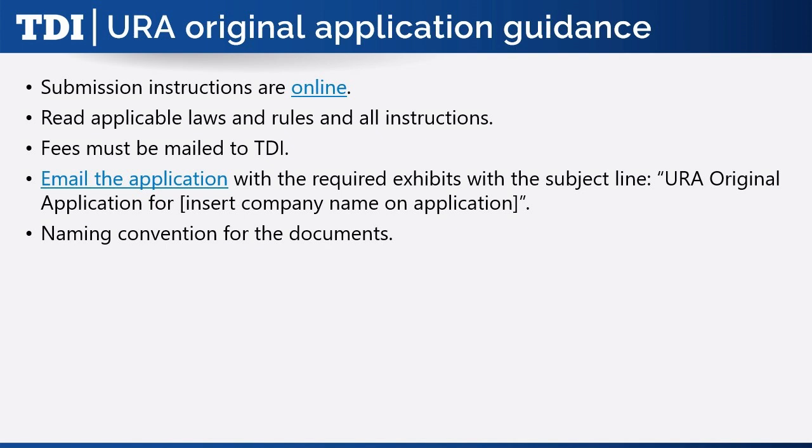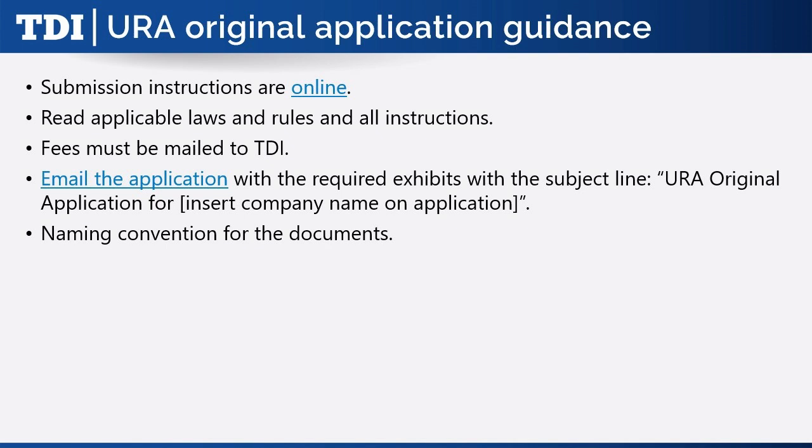You can submit original applications electronically except for the fee. At this time, TDI can only accept a fee for an original application via traditional mail. Submission instructions can be found at our webpage from the link on the screen under the How Do I Become a URA section. Make sure you read applicable laws and rules and all instructions.